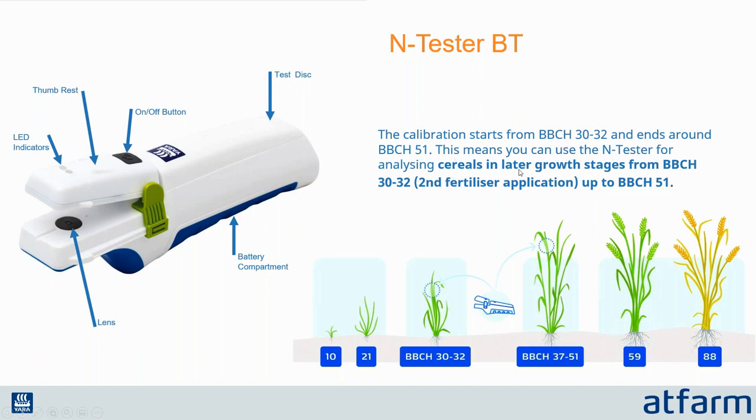You can see that we can use it at various growth stages. So once the crop gets to growth stage 30, up to say 51, we can use it in that timing. So you see we can use it for the second and third fertilizer applications in cereals there.